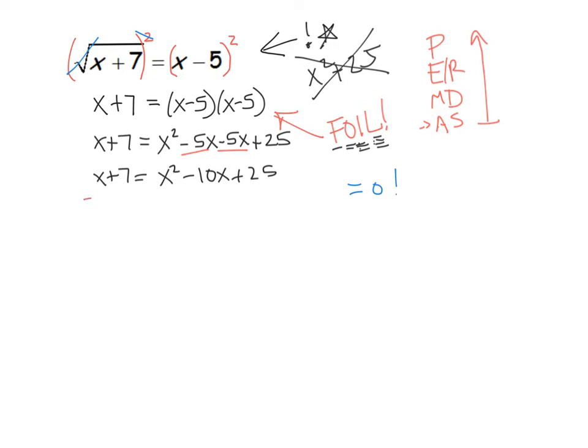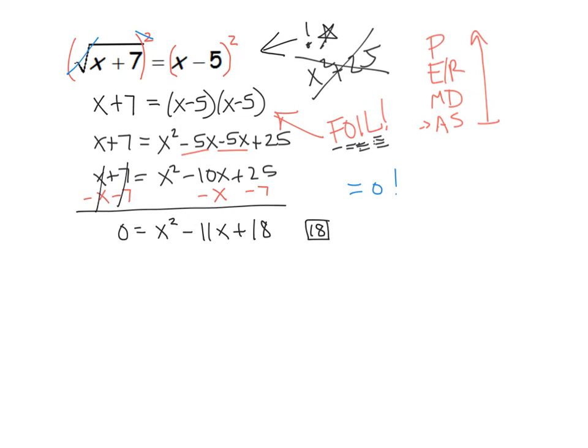So I'm going to subtract this x from this side, and I'm going to subtract it over here. I'm going to put it by its like term. And I'm going to subtract the 7 from this side, and I'm going to put that by its like term as well. These are 0, so we get 0 equals x squared minus 11x plus 18. All right, so once again we have a quadratic situation, and the quickest way, in my opinion, to solve this is to check to see if it's factorable.